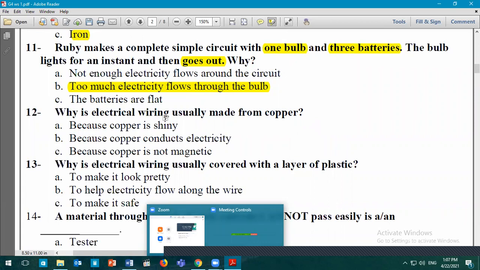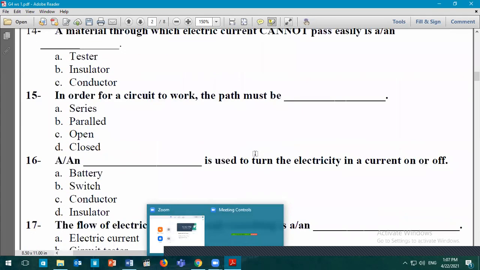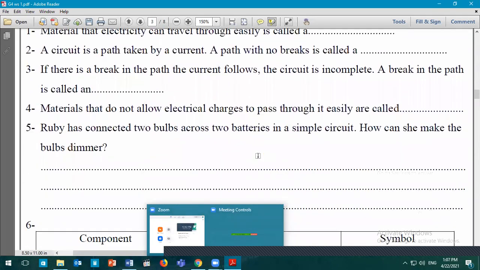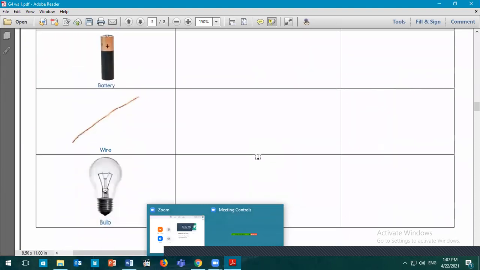Why is electrical wiring usually made from copper? Why do you think the wires are made from copper? Because copper is shiny, because copper conducts electricity, or because copper is not magnetic? It conducts electricity. Yes, well done. So the rest of those, I will send to you so we can do them at home, okay?